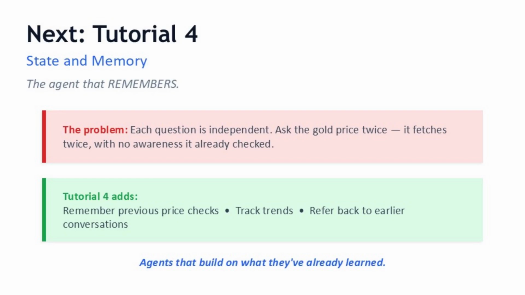In Tutorial 4, we solve the next limitation. Right now, each question is completely independent. Ask the gold price twice, and it fetches it twice, with no awareness that it already checked. In the next tutorial, we give the agent memory. It will remember previous price checks, track trends over a session, and refer back to earlier conversations. That's where orchestration becomes truly useful. Agents that build on what they've already learned.